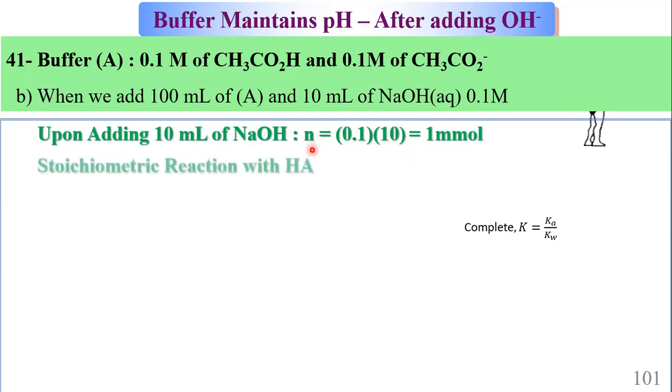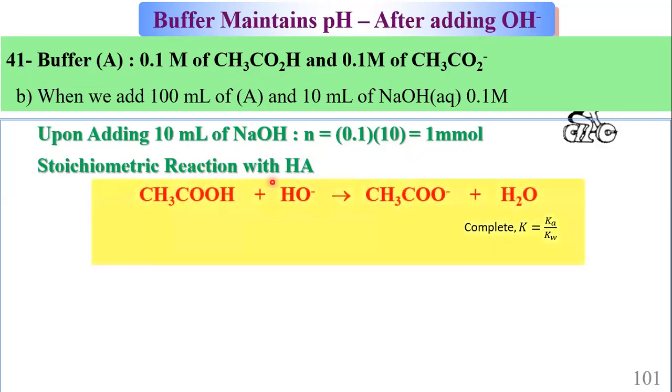So what should you do? Yes, exactly, a stoichiometric reaction. With whom? With the acid now, because the strong base will react with the acid of my buffer. Okay, so this strong base will be neutralized completely with the acid. So you do a reaction between the acid and the OH minus. Again, this is a complete reaction.